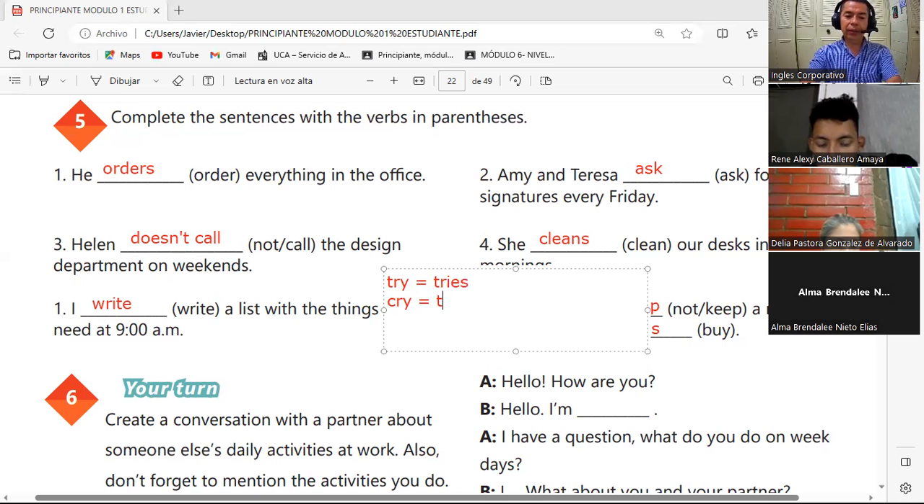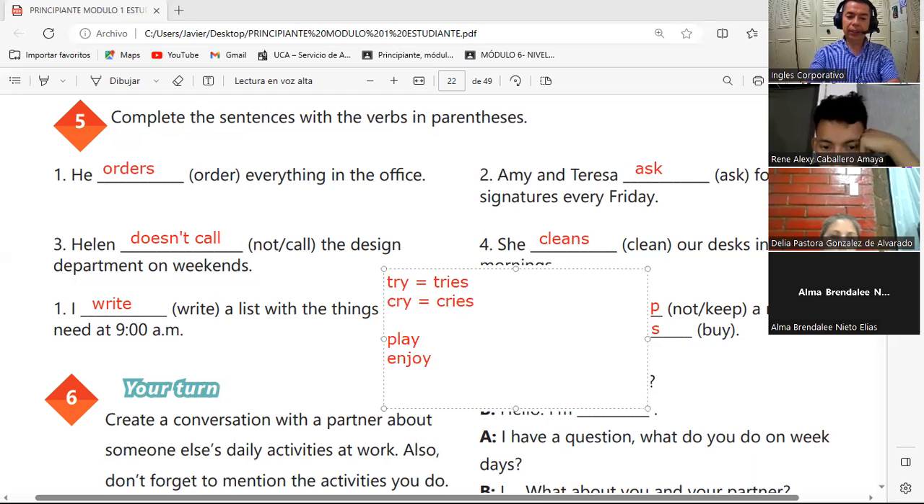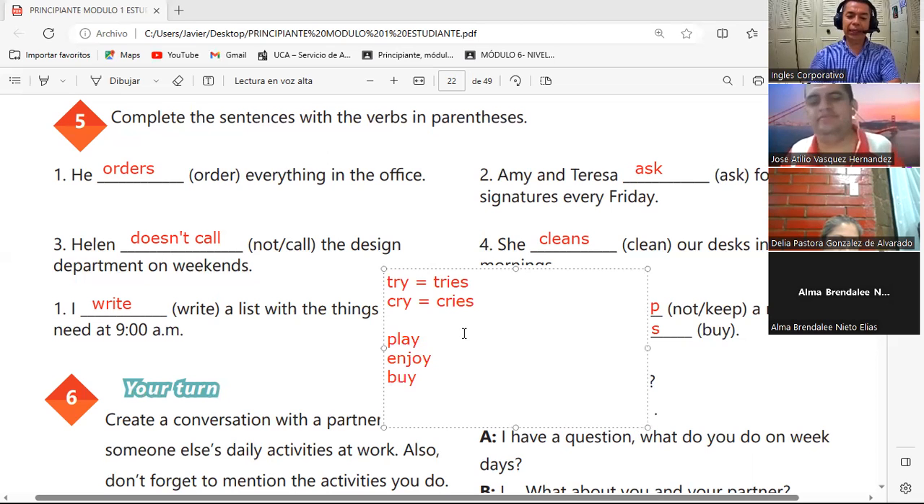Try. We change, and we say, but with the word play, enjoy, right? And also buy, we don't use the change of the Y to I, we say plays, enjoys, and buys. Okay, why? The reason is that the Y is preceded by a vowel. Aquí no se cambia porque la Y va precedida de una vocal. A, O, U. En cambio que aquí va precedida de una consonante.